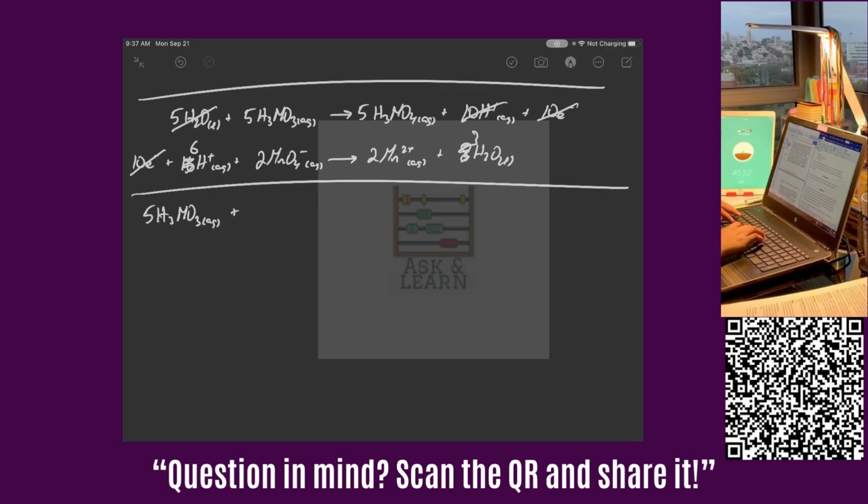And I am left with our balanced equation, 5H3MO3, 2MnO4-, 6H+, to 5H3MO4, 2Mn2+, and 3H2O.